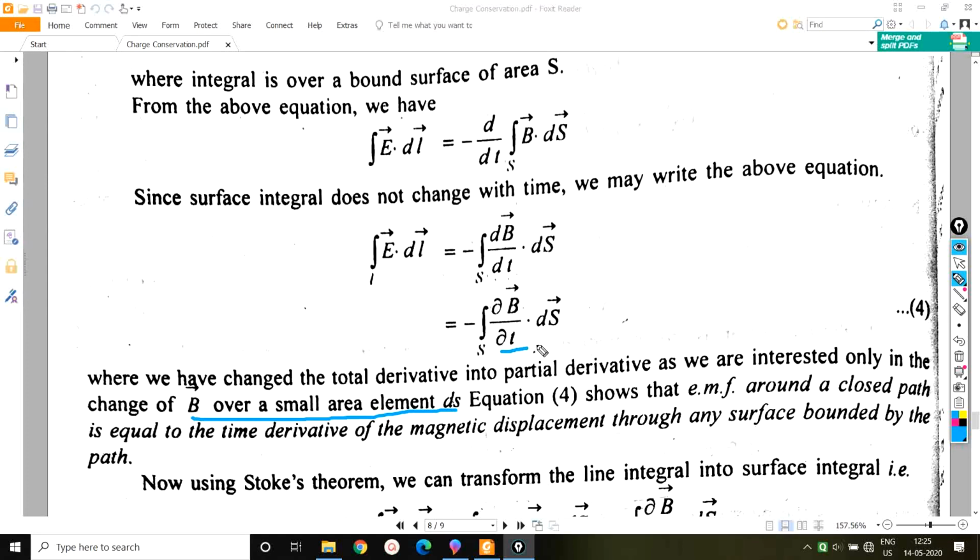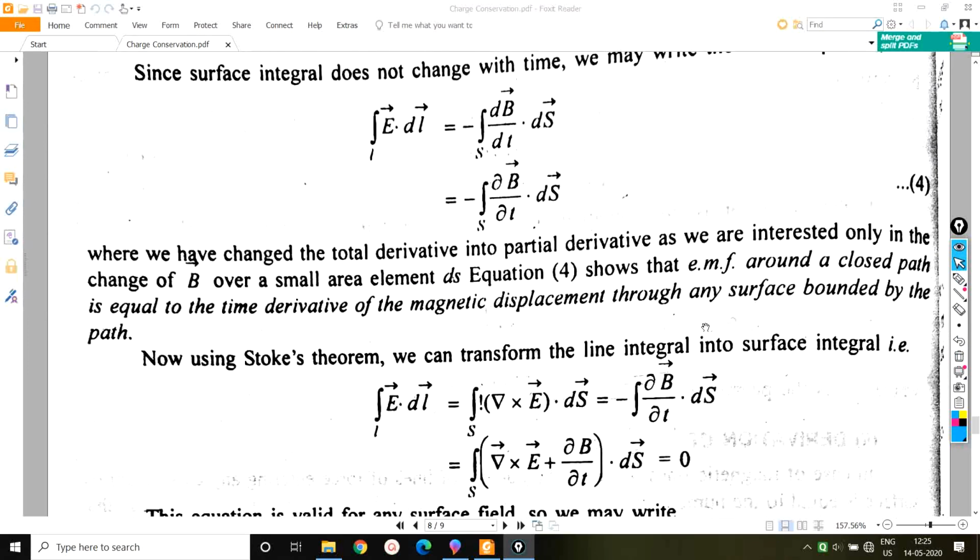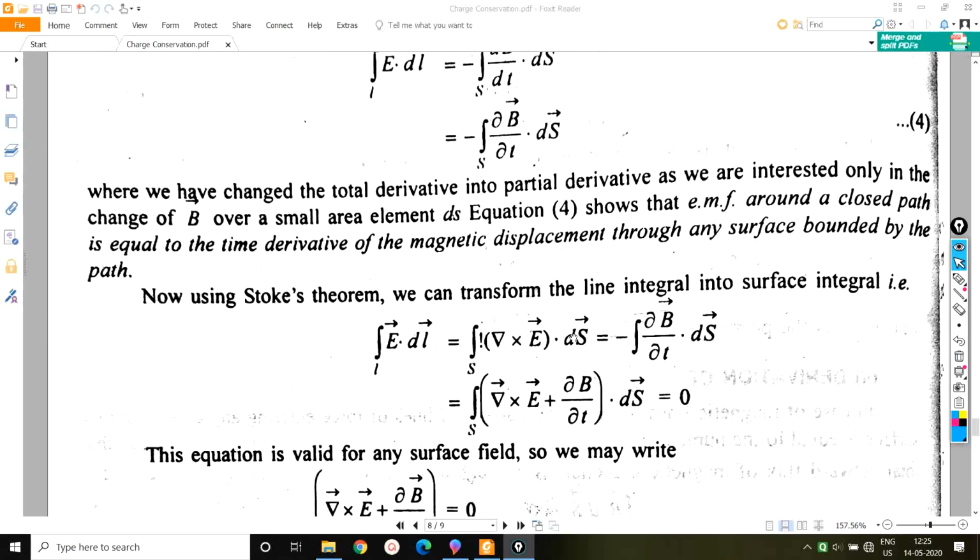Again, to bring it onto a common platform, you need Stokes theorem. This line integral we need to bring into something else. How? Let us see. This line integration of E dot dl can be converted into a surface integral. We have Stokes theorem, which says that the line integration of A dot dl is the surface integration of curl of A dot ds. So here we have the equation modified like this.